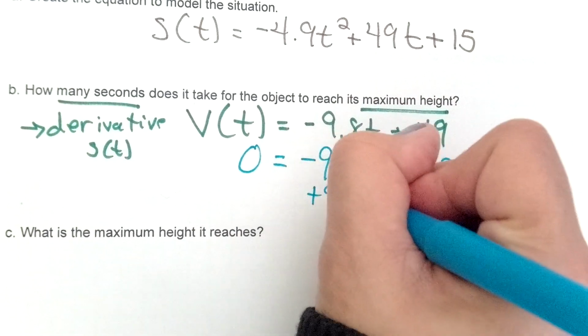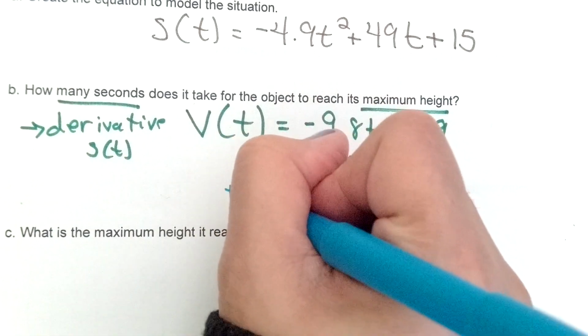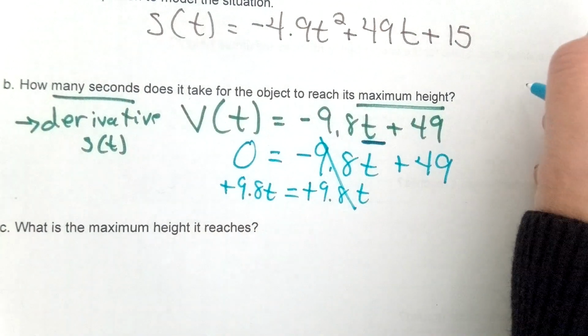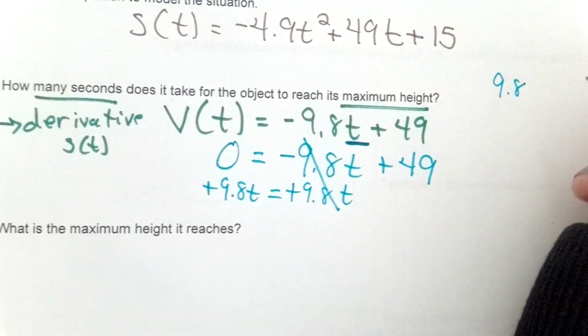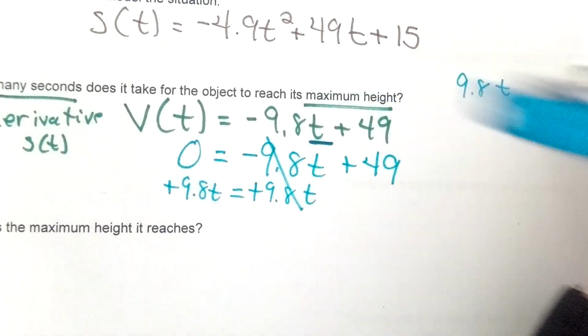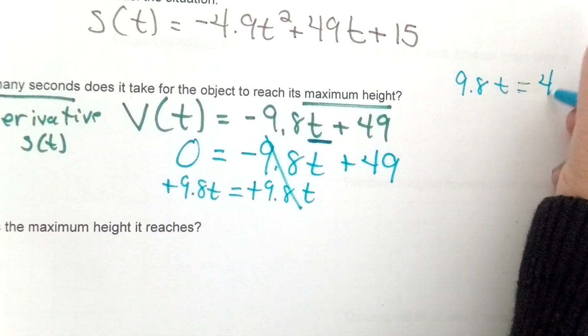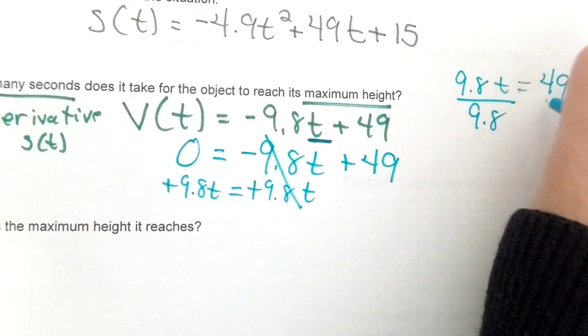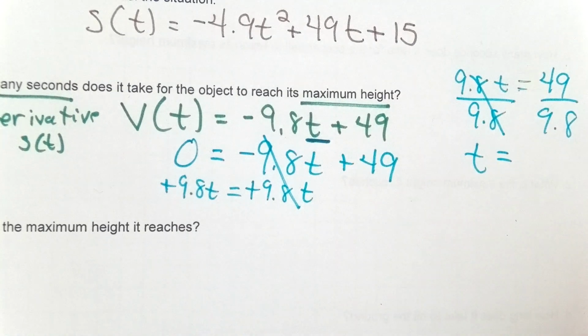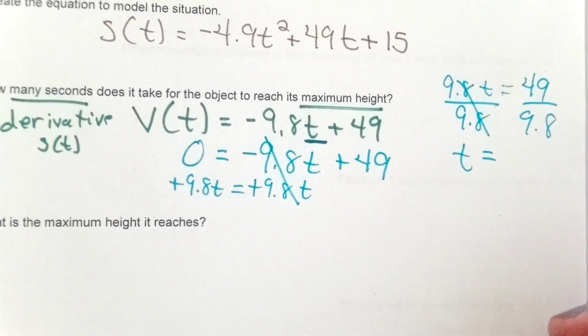I'm going to add 9.8t to both sides because I want a positive exponent for the t. I'm going to finish it over here. That gives me 9.8t is equal to 49. Can somebody put that in their calculator? Because I don't have my answer key. I think it's 5 seconds. Yeah, 5.